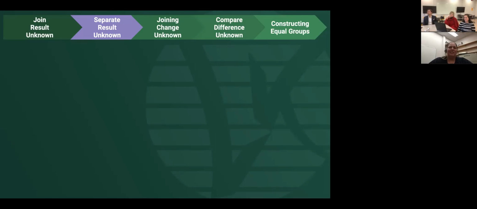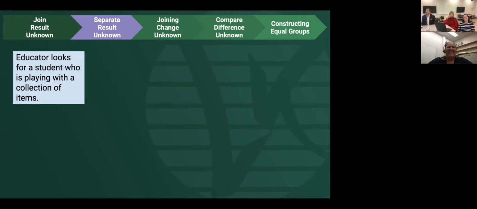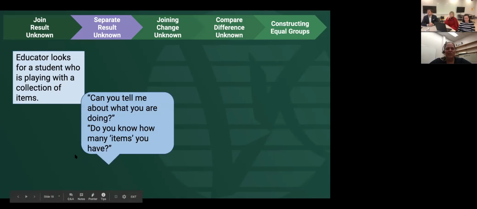So let's extend our personal comfort zone on the different problems that we can ask. Hang on. So here we go. Separate result unknown. We've got the educator who looks for a student who's playing with a collection of items. This part's the same. You're still just looking for kids playing with stuff. That should be easy enough.